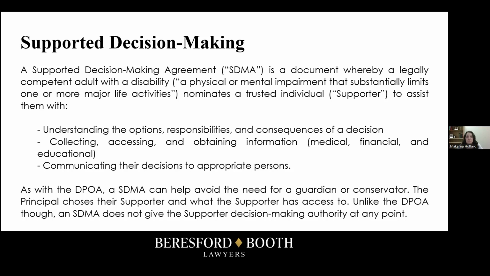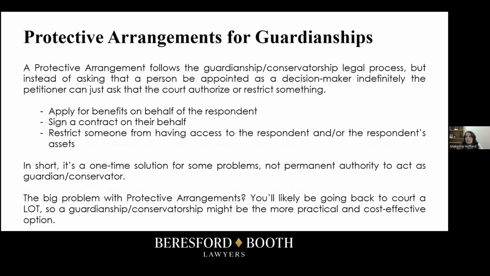But it's kind of a useful middle ground where you don't lose legal rights because you have somebody helping you make decisions, and you still get to make decisions for yourself. So then the last option here that we'd run into is protective arrangements. A protective arrangement usually results from a guardianship or conservatorship legal proceeding. It follows the same process. Someone petitions the court, it goes through a court visitor, etc.